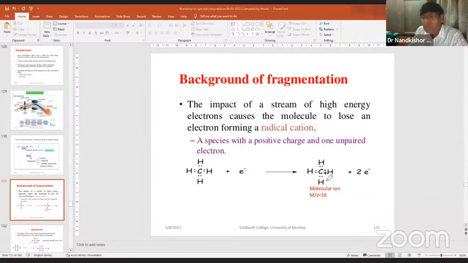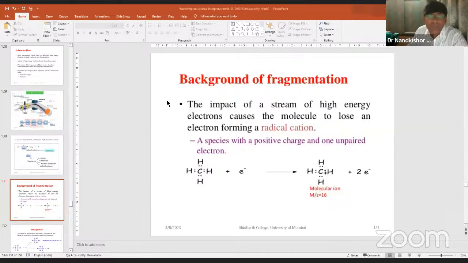Now, when this goes into the magnetic field, what will happen? The hydrogen can be ejected out as a radical, and the remaining is a methyl cation. That methyl cation may show m/z as 15. So that way fragmentation will proceed.